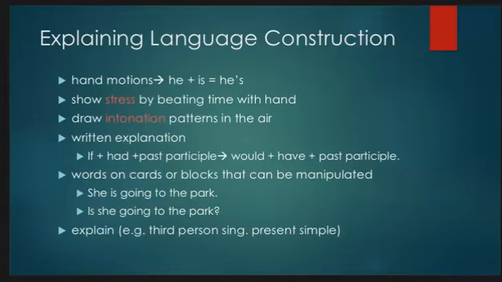Sometimes giving an explanation can be helpful. So for something like third person singular present simple, you might want to explain and show, look, with regular verbs, I, we, they, and you are the same. So I play, we play, they play, you play. But he, she, and it, we add the S. He plays, she plays, it plays.